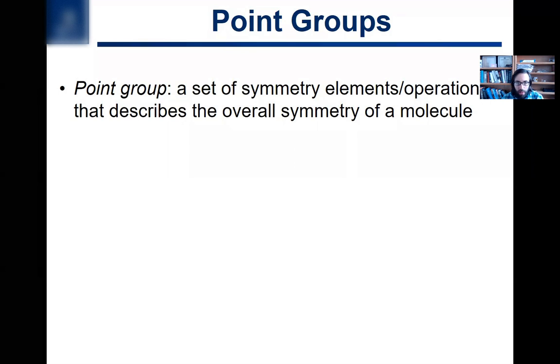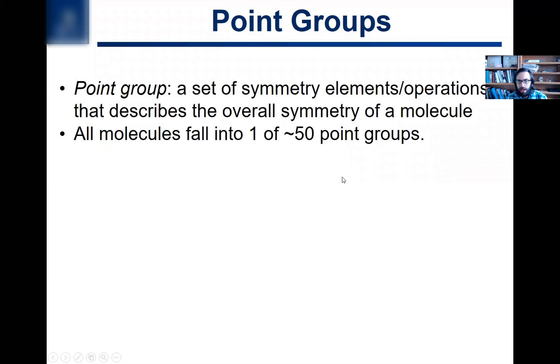Okay, so now that we've gone over the different symmetry elements, we are in a position to talk about point groups. To remind you, a point group is a set of symmetry elements and operations that describes the overall symmetry of a molecule. So it's all of the different rotations, the inversion center, reflections, and the identity operation that a given molecule has. Okay? And it turns out that all molecules fall into one of about 50 point groups.